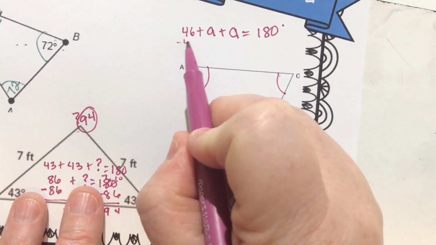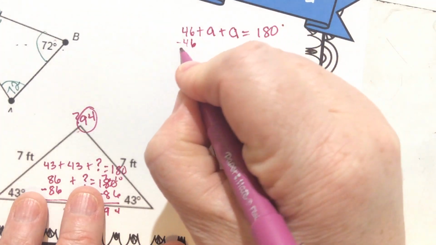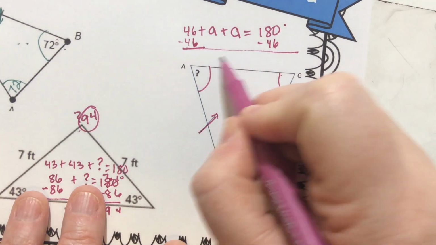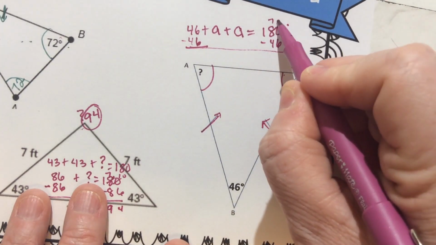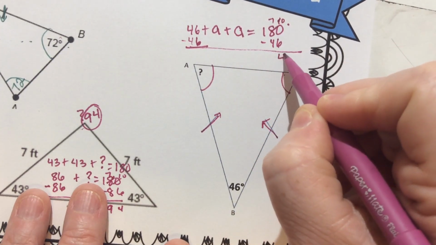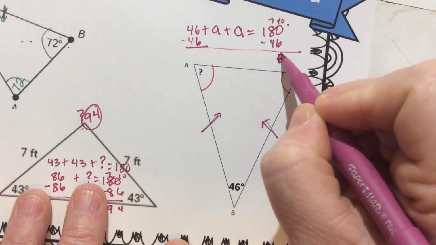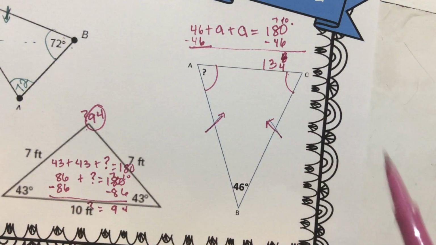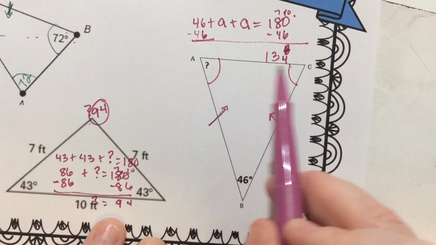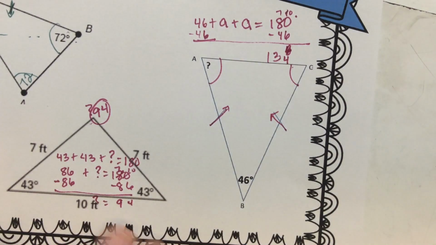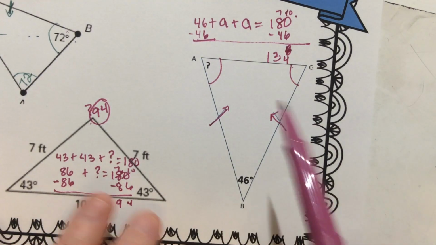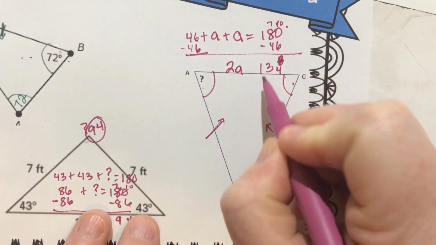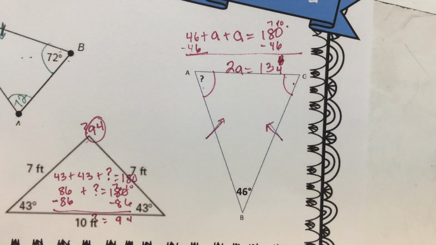Well, if I subtract 46, and I subtract 46, what I'm going to be left with is, was that a 6 there? No, a 4, sorry. And then 134 degrees is the sum of both of these A's. Okay, makes sense there? The sum of A plus C. So really it's 2A equals 134.